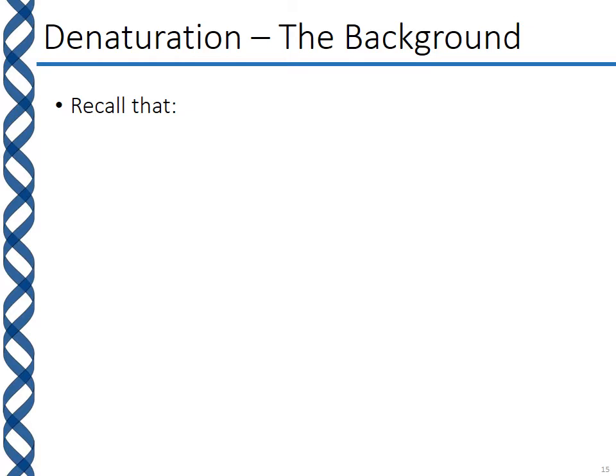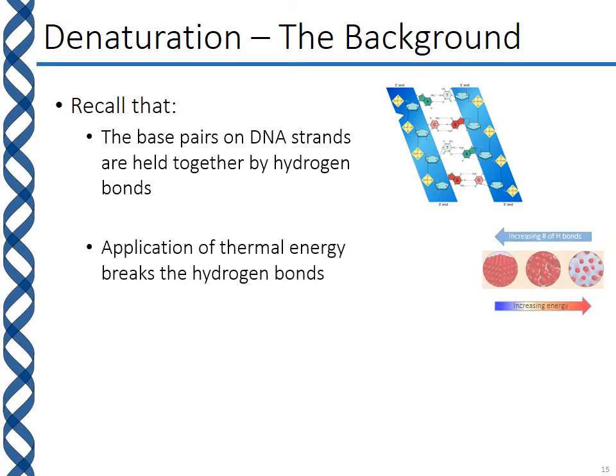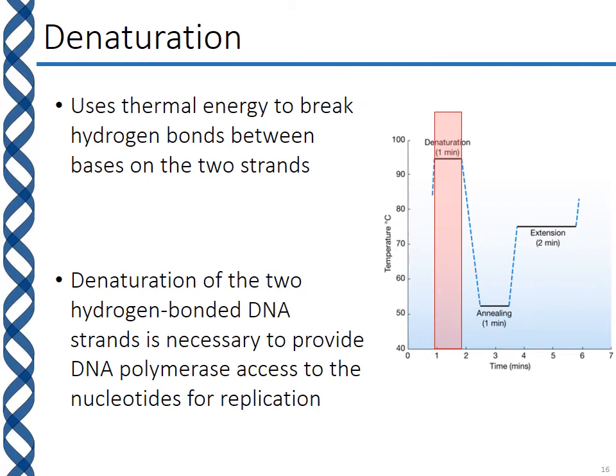Looking at the background of denaturation, recall that the base pairs on the DNA strands are held together by hydrogen bonds, and those hydrogen bonds are weak, and applying thermal energy to the system will break the hydrogen bonds, and once those break, it causes the two strands to separate, and we call this denaturation or DNA melting. So during the denaturation step of the PCR cycle, we apply high thermal energy to break the hydrogen bonds that are between the two different DNA strands, holding them together.